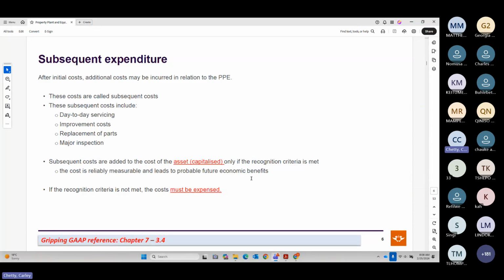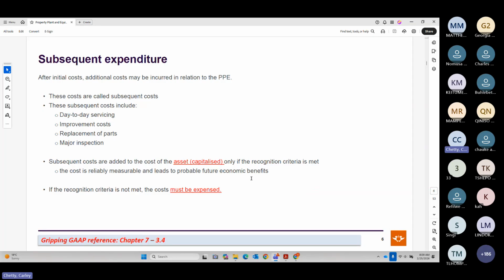So after initial costs, there are going to be additional costs that may be incurred relating to the item of PPE. If they occur subsequently, then it makes sense that we call these subsequent costs. These include day-to-day servicing, improvement costs, replacement of parts, and major inspections. Subsequent costs are going to be added to the asset or capitalized if they meet the recognition criteria. So they must meet the recognition criteria.